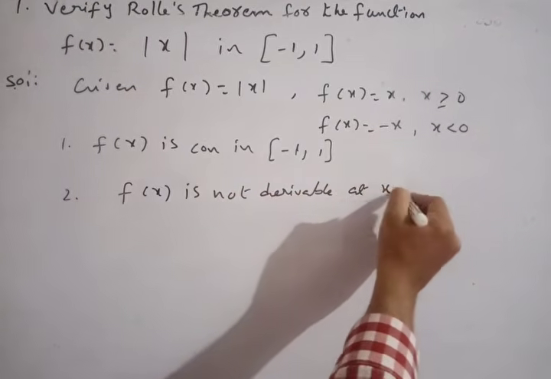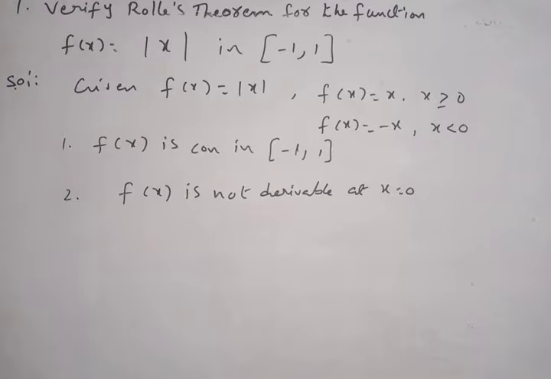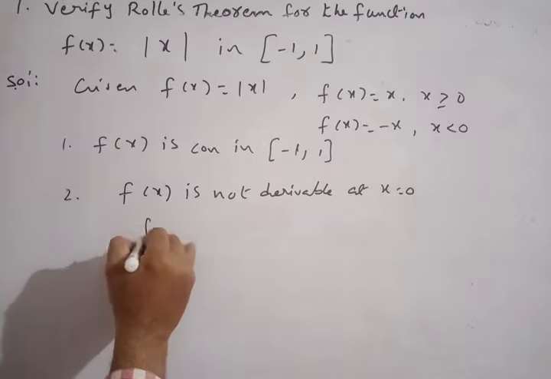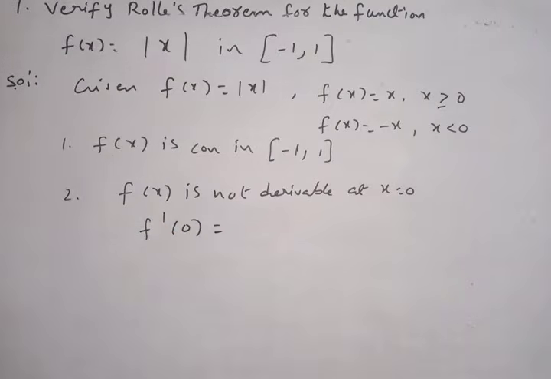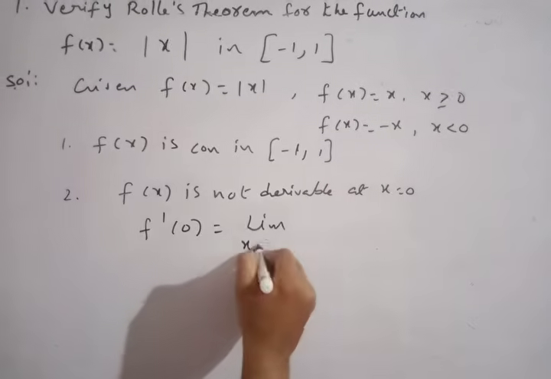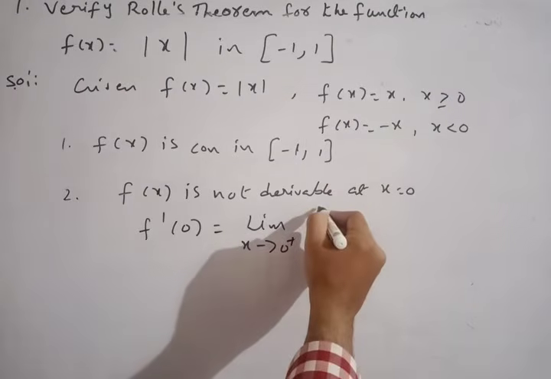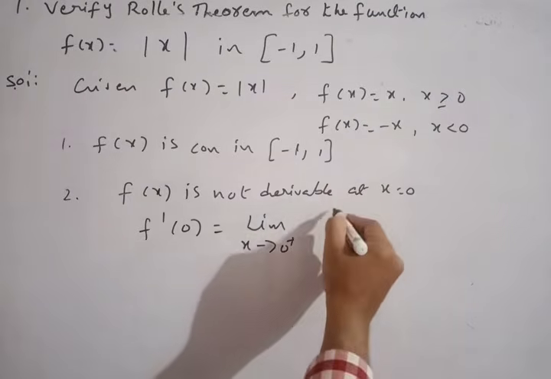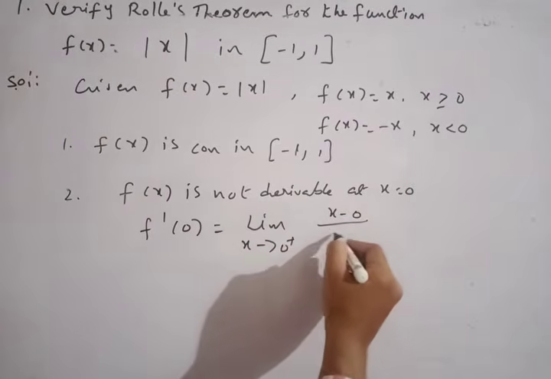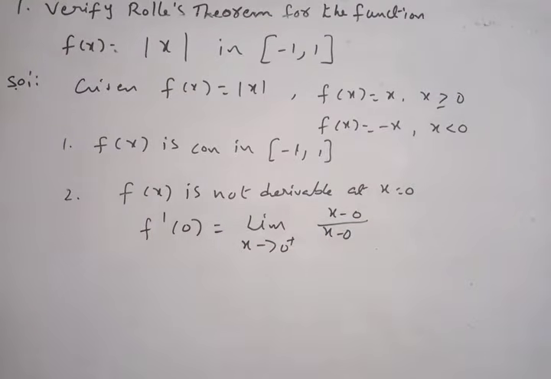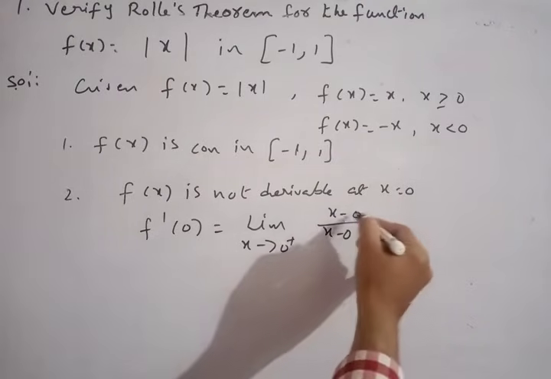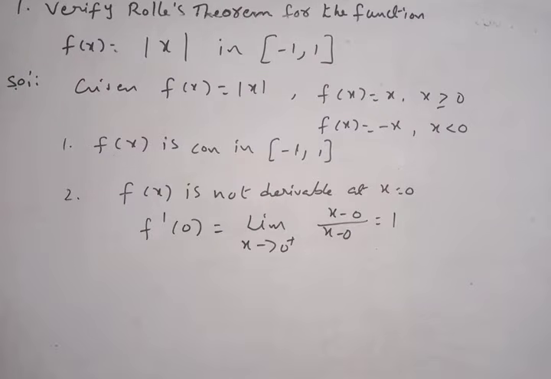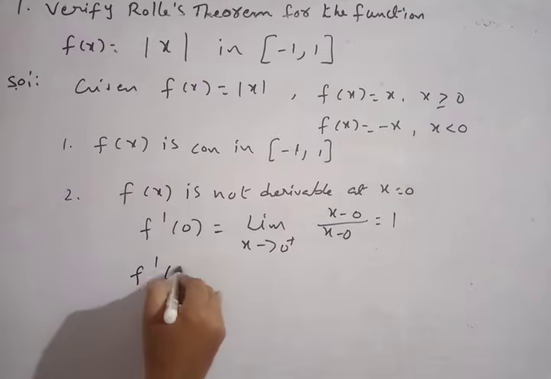f(x) is not derivable at x = 0. Why? First of all, calculate the right hand side limit. f'(0) right hand side is the limit as x tends to 0 plus, where f(x) becomes positive, of (f(x) - 0)/(x - 0). That means f(x) is mod x, so you get 1.